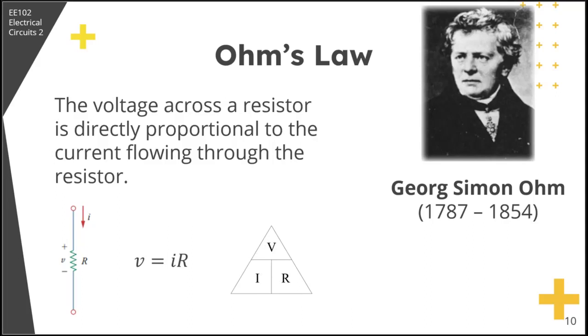Another thing to note is that the direction of current and the polarity of voltage must conform with the passive sign convention. If current flows from a higher potential to a lower potential, then V is equal to IR, just as shown in this figure. If current flows from a lower potential to a higher potential, then V is equal to negative IR.